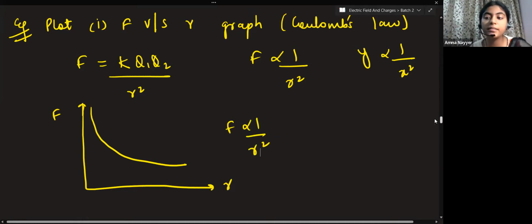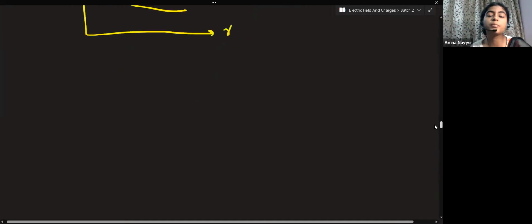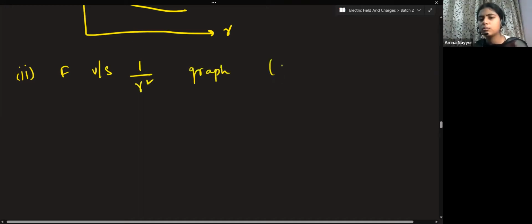Now see how the difference comes and how the questions become difficult: this was the first part. If the example second part I take it as F versus 1 by R square graph for Coulomb's law only.